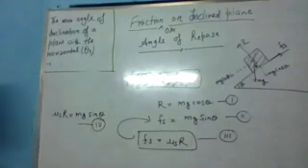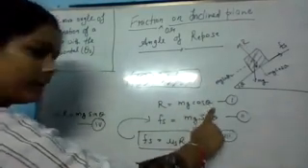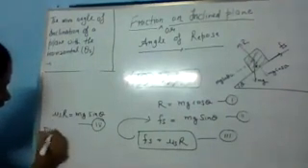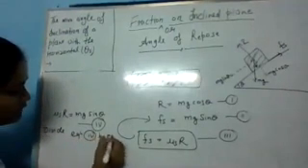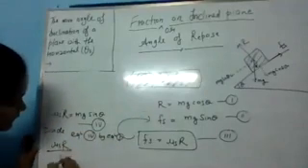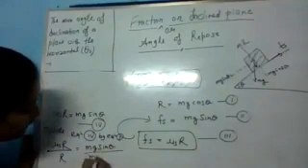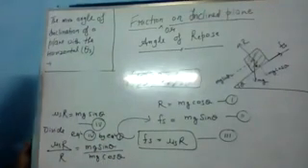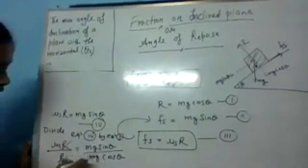Now what you have to do is divide equation 4 by equation 1. So mu s R upon R equals mg sin theta upon mg cos theta. Is there any problem in this? Now you can cancel R and you can cancel mg.